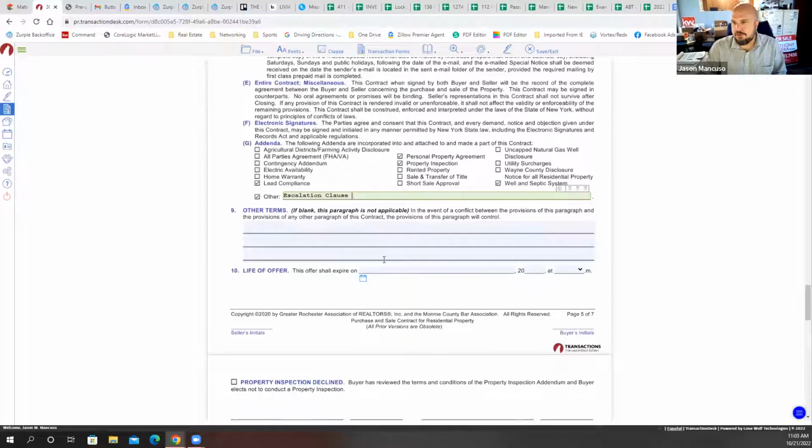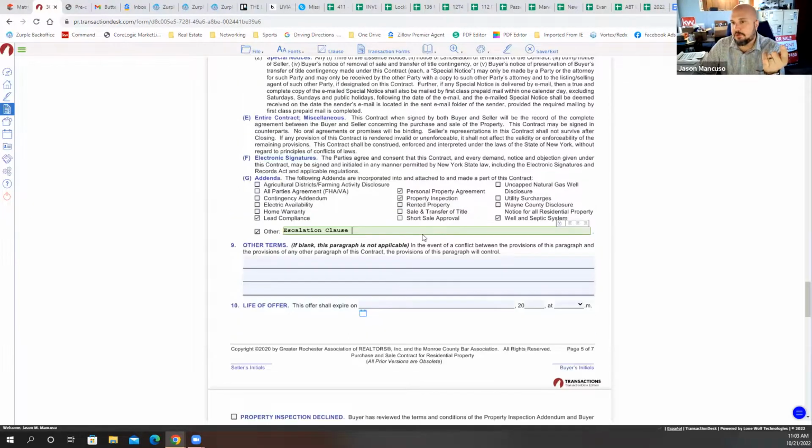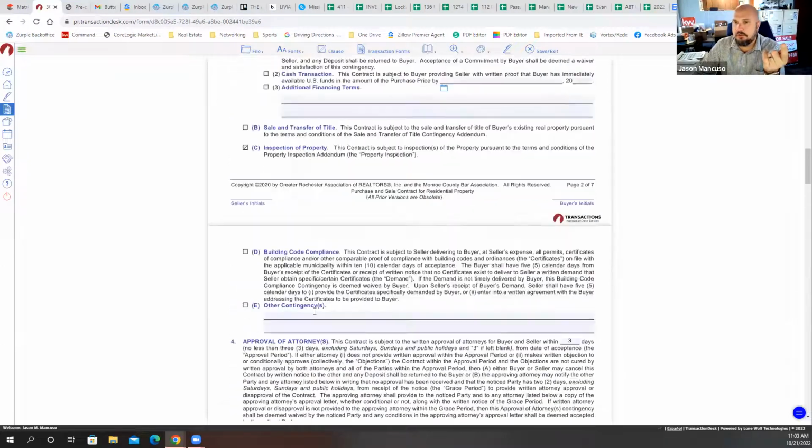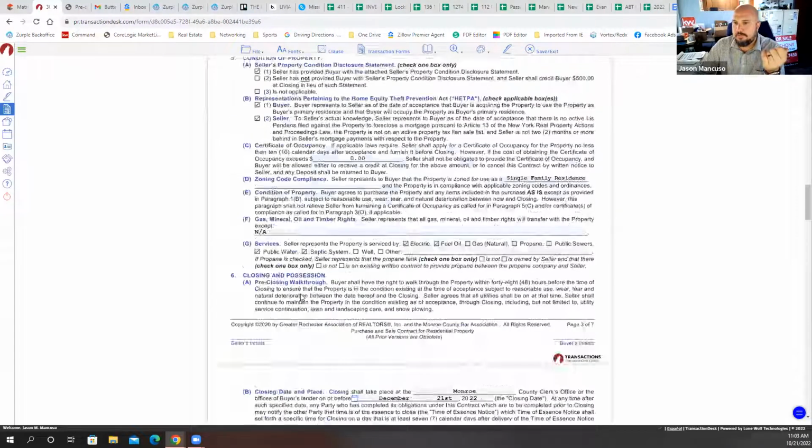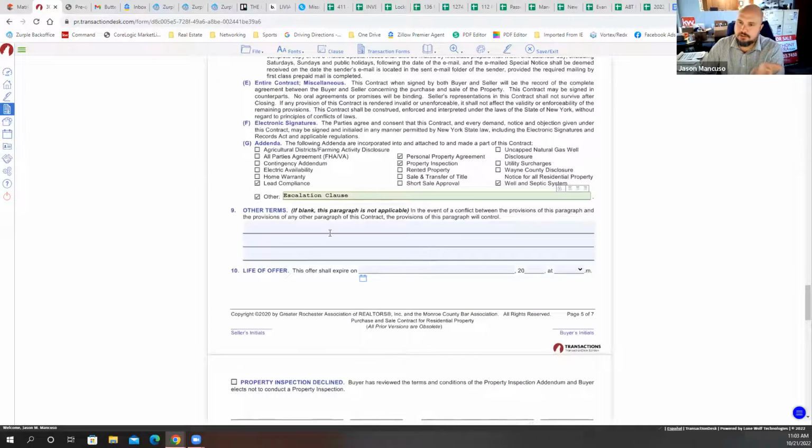And then this, number 9 here, can be kind of another added contingency clause type of section. So if you run out of space in that first one that I showed you here, other contingencies, or some agents use this instead of the other contingencies. I like it in the first section because it's all right there and clean, versus sometimes you read too fast and you miss this part.